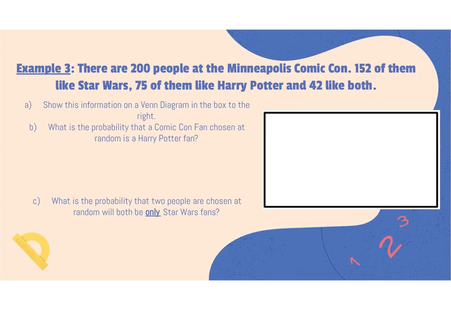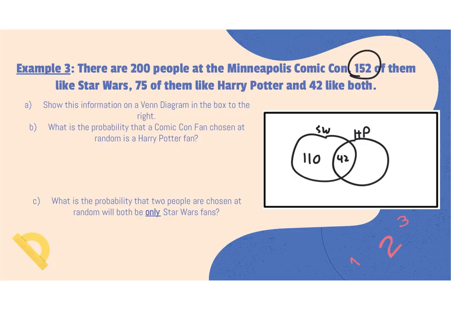There are 200 people at the Minneapolis Comic-Con, 152 of them like Star Wars, 75 of them like Harry Potter, and 42 like both. So you're going to have a total of 200. You'll have Star Wars, Harry Potter, and 42 that fit into both, which means in the Star Wars you're going to have another 110. That gets you up to 152. Then with the 42, you're going to have 33 more, which gets you up to 75. If I run the numbers out of 200 people, I have 15 people that don't like Harry Potter or Star Wars, so they like other things.